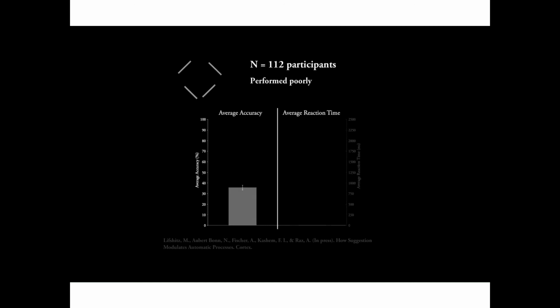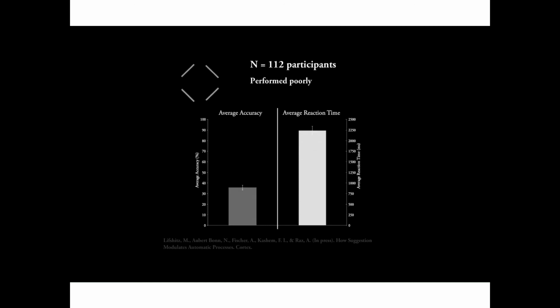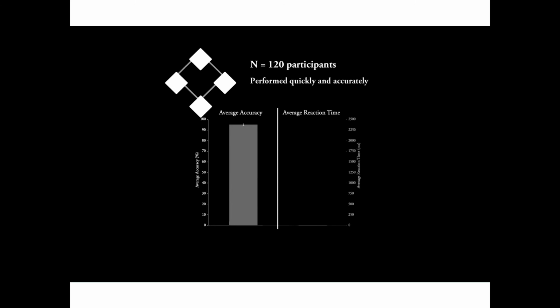When people are asked to indicate the direction of motion without visible occluders, they perform poorly. We collected data from over 100 individuals and found that they were correct on average only 36% of the time and responded within approximately 2 seconds. However, with visible occluders, participants perform quickly and accurately. On average, they were correct 95% of the time and responded within approximately 1 second.